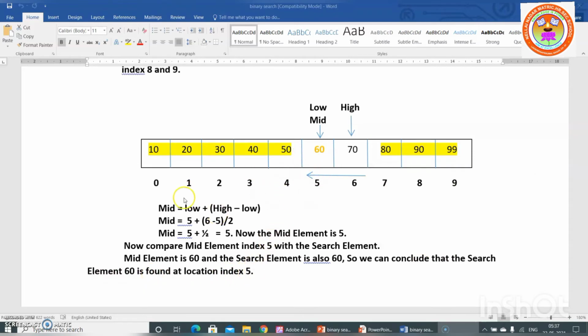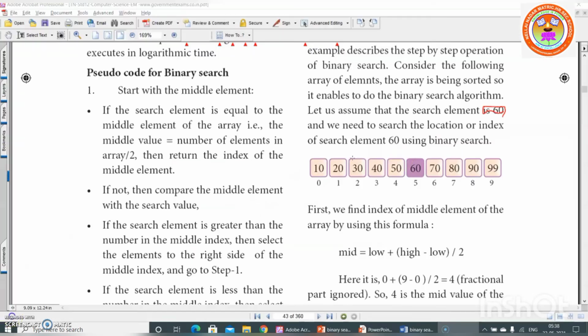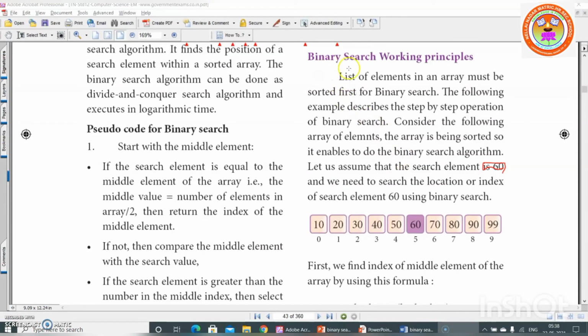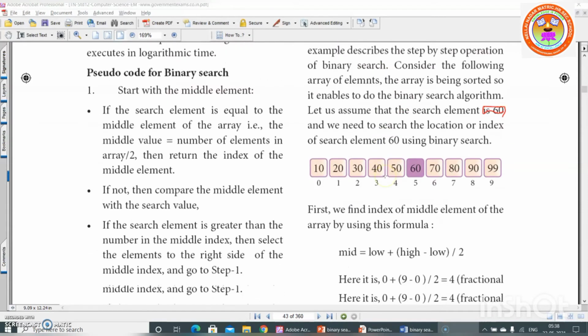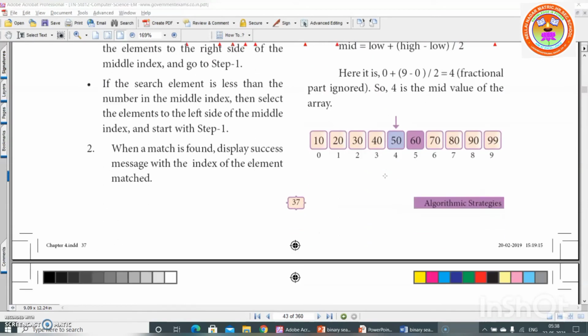Now we understood, right? We'll go back now. So the explanation of the binary search working principle is already given. The same thing they have explained in your textbook.